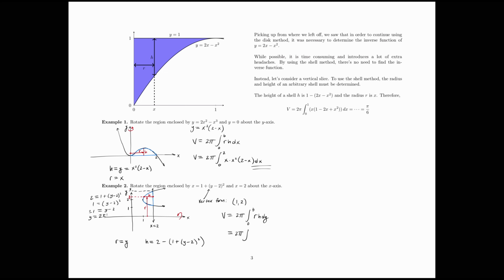So this picture is not drawn to scale. So I'll just move up my 1 a little bit. Here we go. Okay. So this would be from 1 to 3. Our radius, which is y, times our height, which is 2 minus the quantity, 1 plus the quantity, y minus 2, quantity squared, and then close those other quantities. So that's the shell method set up for that one.